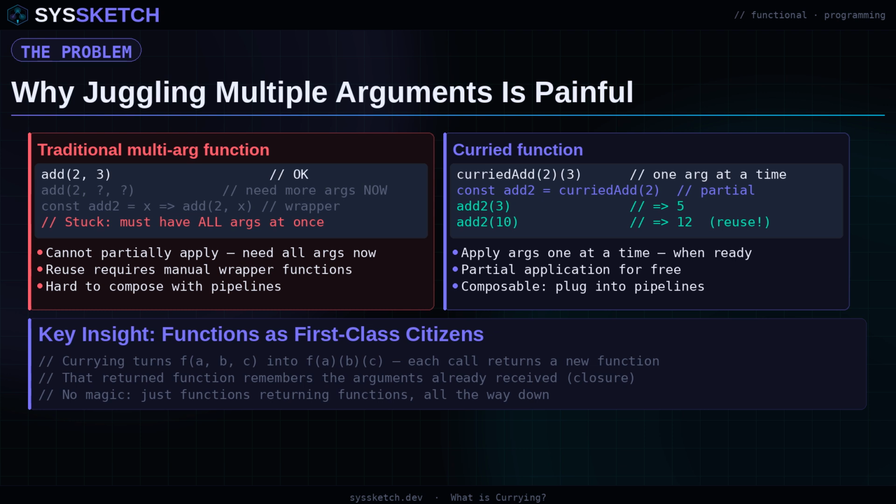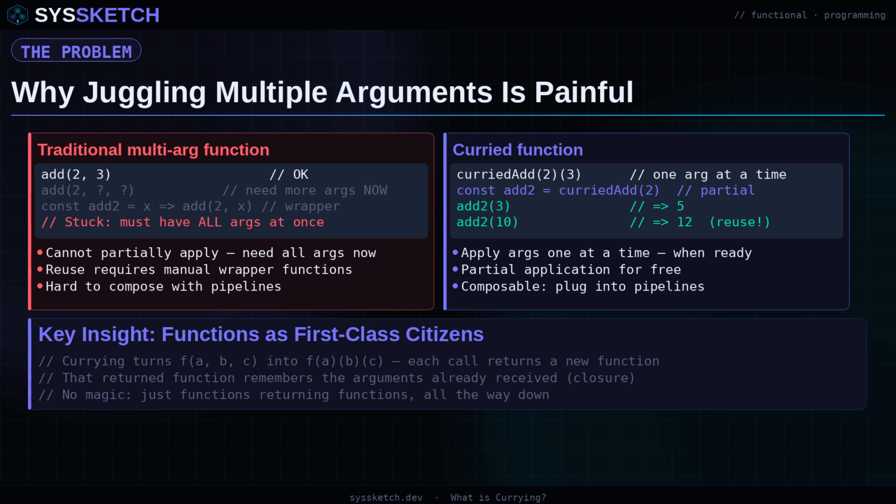You have an add function, you call add of 2 and 3 and you get 5, fine. But now you want a specialized function that always adds 2 to whatever number you give it. Without currying you write a wrapper, const add2 = x => add(2, x). That is boilerplate. You want 10 of these specialized functions, you write 10 wrappers.